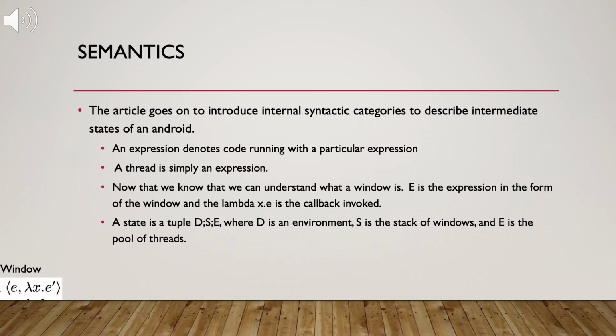As a state is a tuple, we're given variables D, S, and E, where D is an environment, S is the stack of windows, and E is the pool of threads.